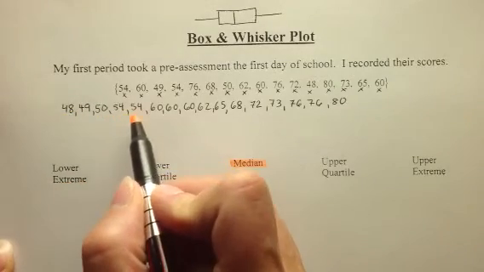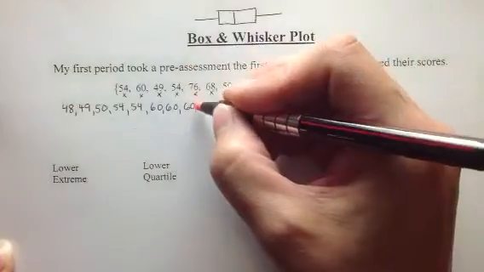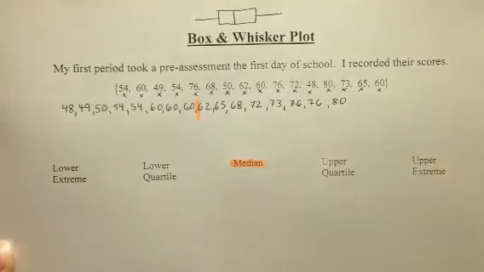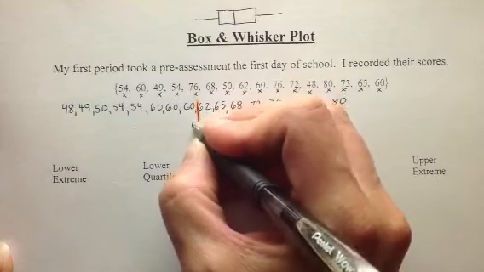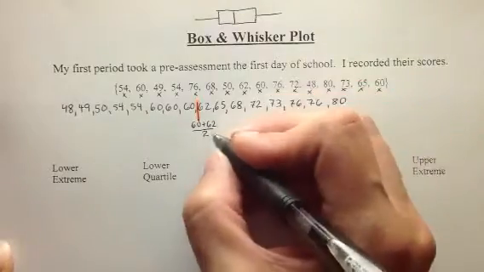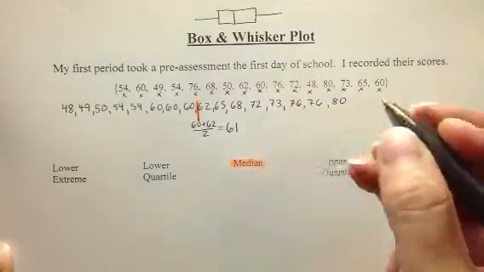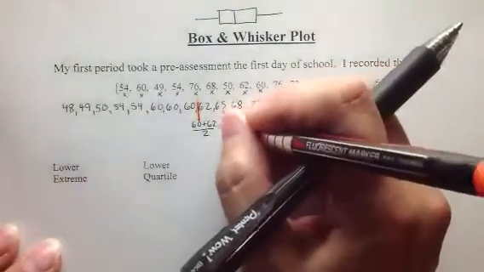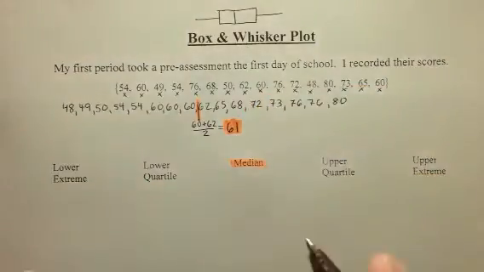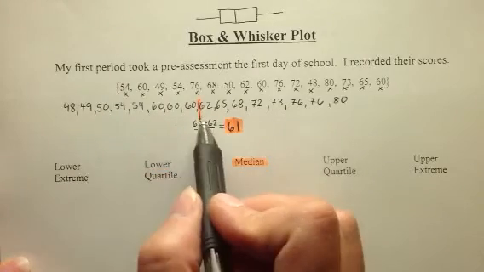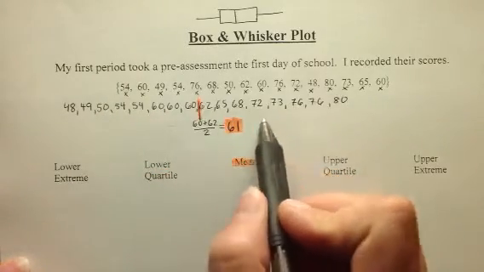1, 2, 3, 4, 5, 6, 7, 8. And it's going to be right here. 1, 2, 3, 4, 5, 6, 7, 8. So I have 8 on each side. Remember that when you have two numbers in the middle, you're actually finding the mean. You're going to add them and divide by 2. So I'm going to get 61. So the median in my data set was 61. Okay, so that's half of my numbers, so 50% of my elements are below 61 and 50% are above.